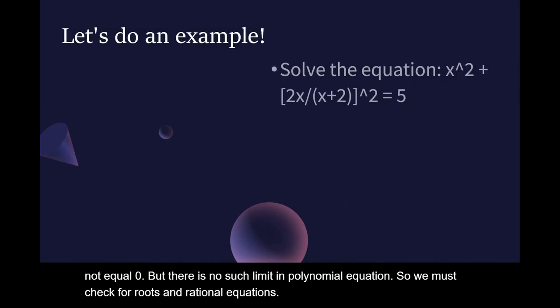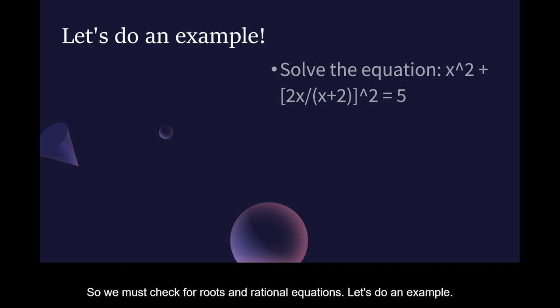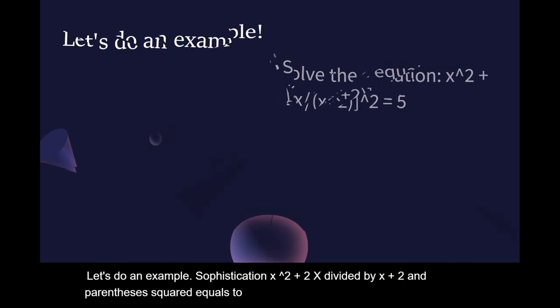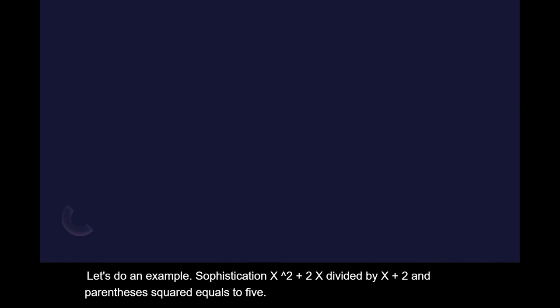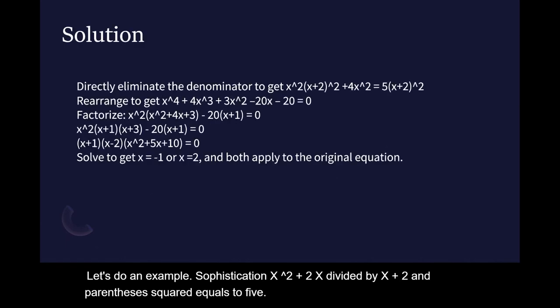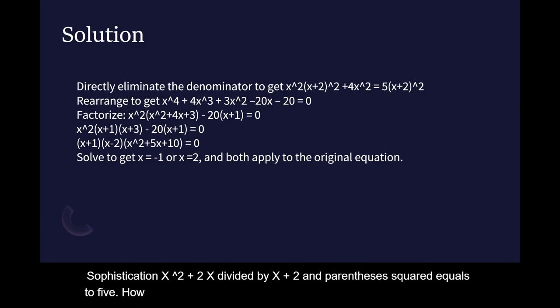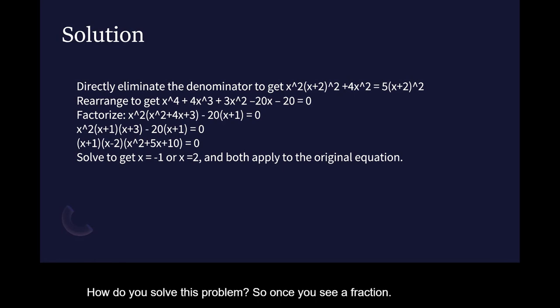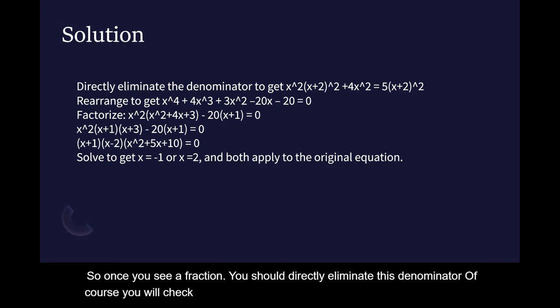Let's do an example. Solve the equation (x squared plus 2x) divided by (x plus 2) squared equals 5. Solve this problem. So, once you see a fraction, you should directly eliminate the denominator. Of course, you will check for extraneous roots later.